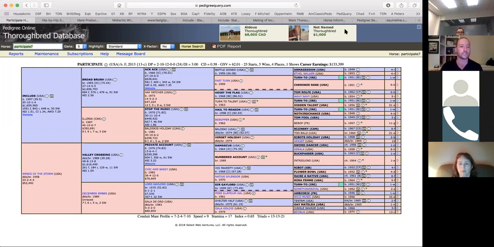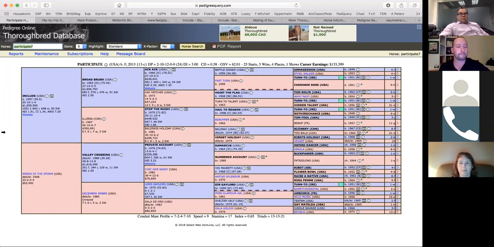But anyway, this is a 5-cross pedigree for Participate. There's a lot of names on there. Pedigree Query puts up some other statistics. This is not an official jockey club or racing sanctioned website. This used to be sort of like Wikipedia. Users add the information themselves. It's much more accurate now, I assume, like Wikipedia.